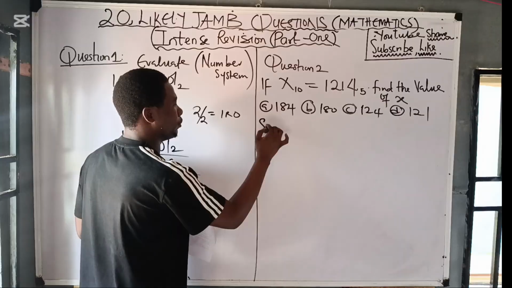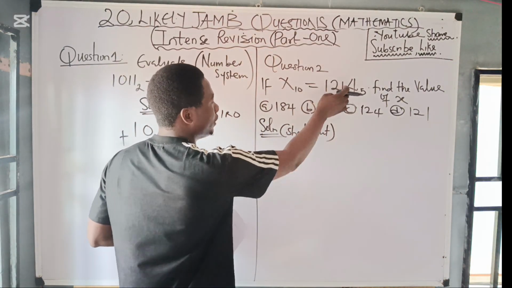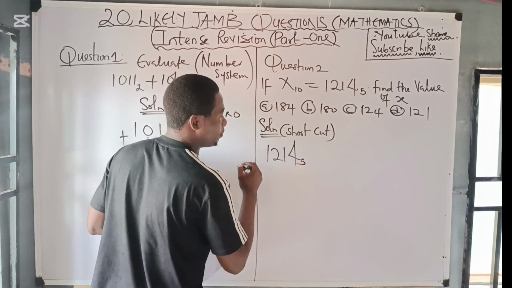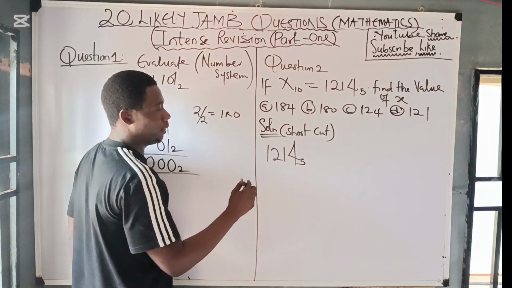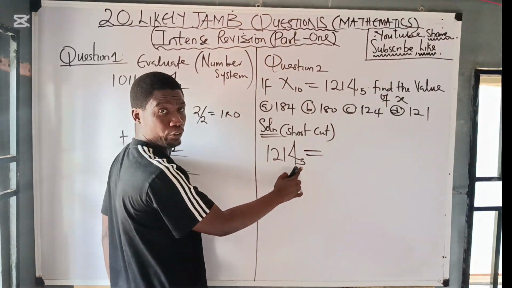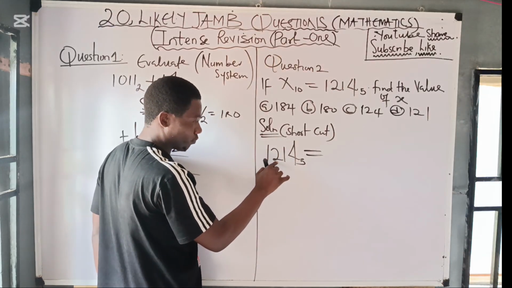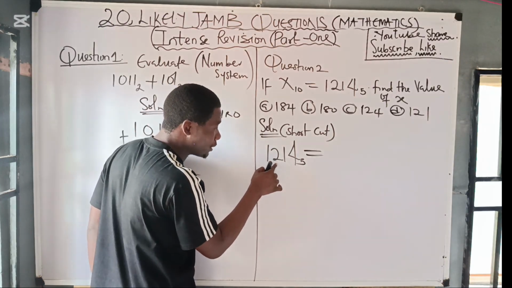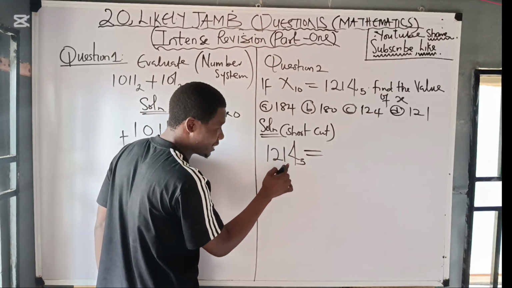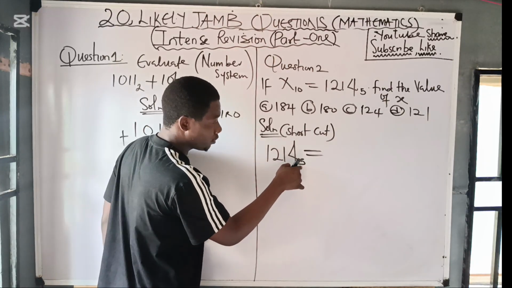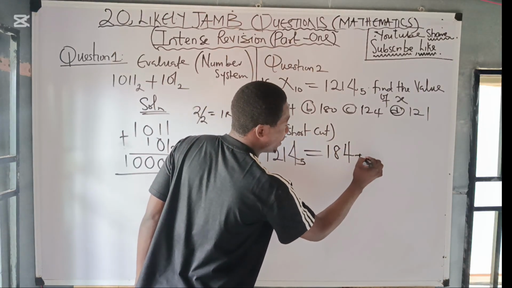Very easy. Watch carefully. I'm going to use a shortcut to solve this. Now, this is 1214 base what? Base 5. Ordinarily, you know how to convert it, you would have the powers 0, 1, 2, 3, 4, thereabout. But here's the shortcut. 1 times 5 is 5. Plus 2 gives you 7. 7 times 5 gives us 35. 35 plus 1 gives us 36. 36 times 5 gives us 180. 180 plus 4 gives us 184 base 10.